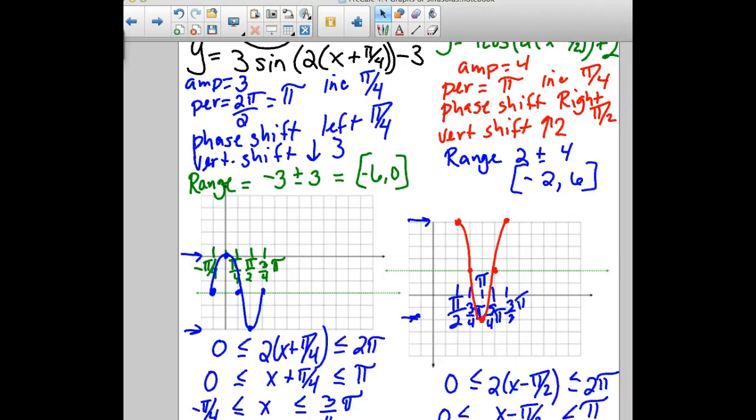Okay, give me a real quick, where are we at on a scale of 0 to 4 with all this vertical shift stuff? Okay.